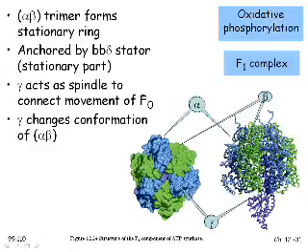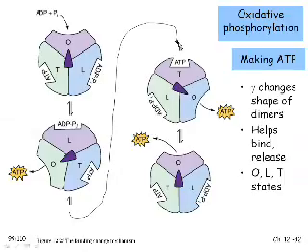Okay? Now, as the gamma turns, when the C ring turns, the gamma turns. And as the gamma turns, it's going to touch those alpha beta dimers in different ways. So the turning of the gamma is going to trigger changes in conformation in the alpha beta subunits. And this may be a little clearer in the next diagram. So here we're looking down on top of F1, on top of that alpha beta dimer.